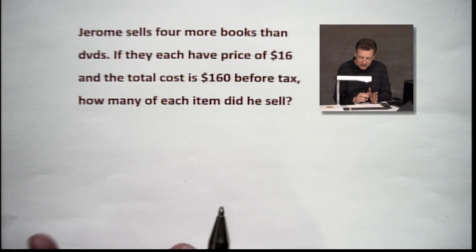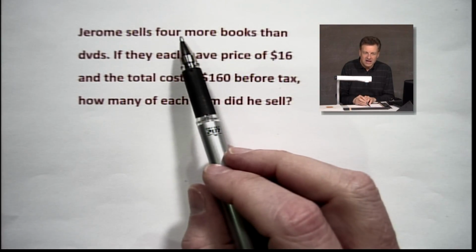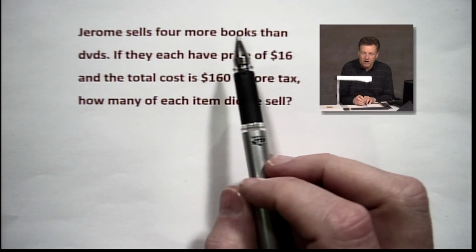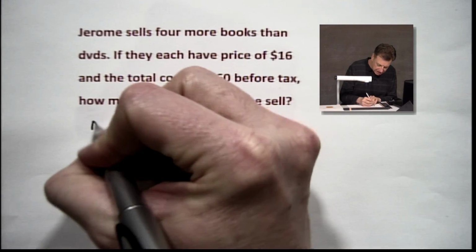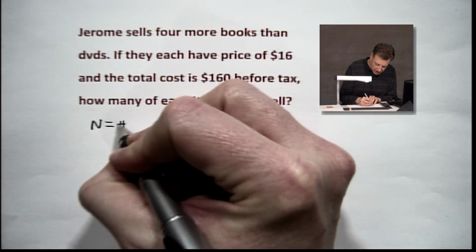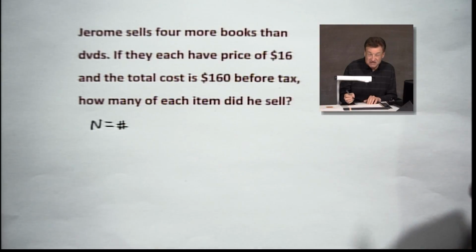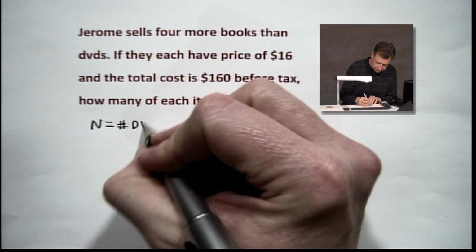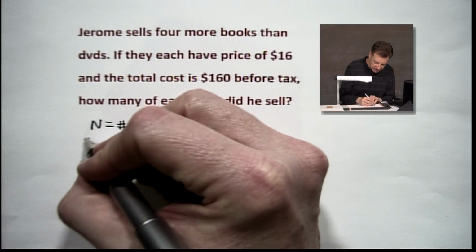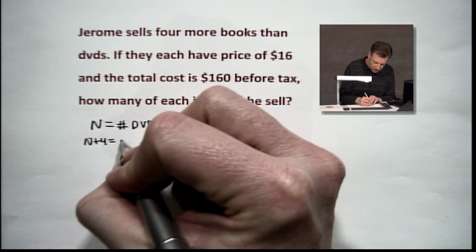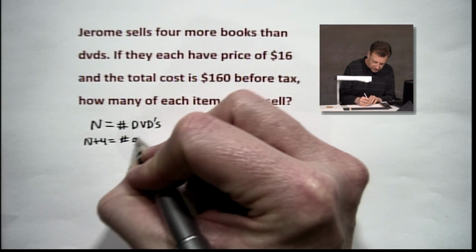But I still got to spread them out so that for one type of item we have 4 more in terms of books than we do DVDs. So let's see. I'm going to go with N to equal the number of, what, DVDs? Why not? And I'm going to let N plus 4 represent the number of books, because there are 4 more books.